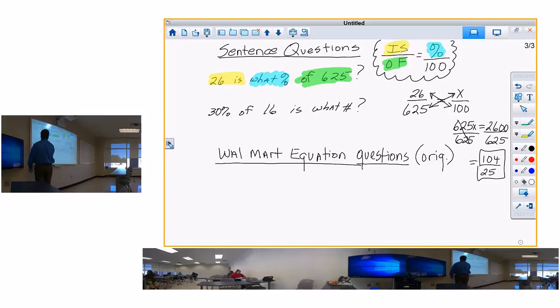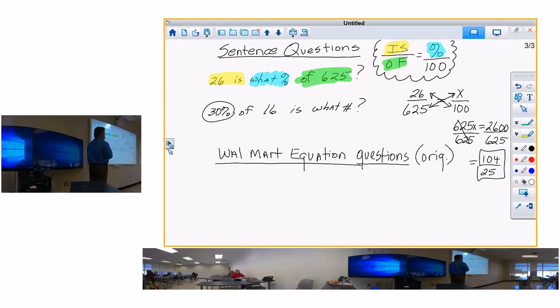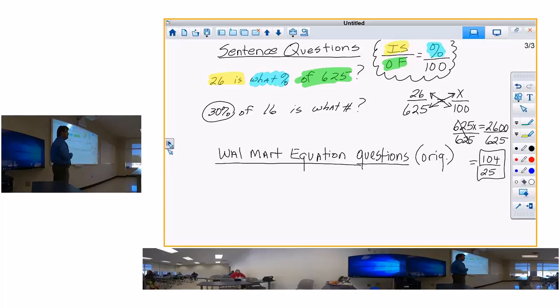So what goes in the percent place here? 30. So you just put a 30 in that percent. Did you check 104 times 25? 25 times what? 2600. Is that 104? Okay, I think that's it, because 25 won't go into 104.